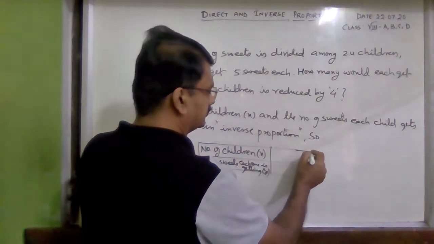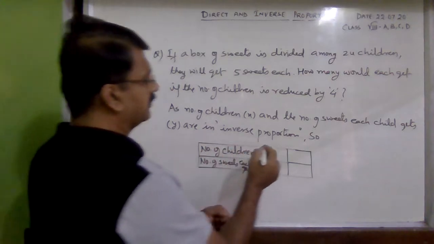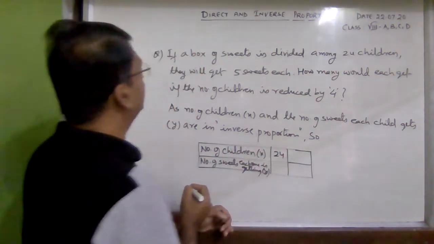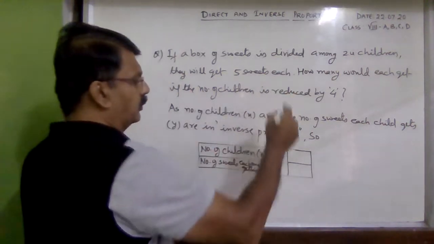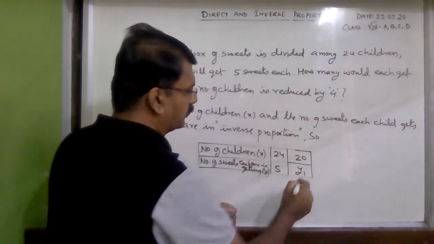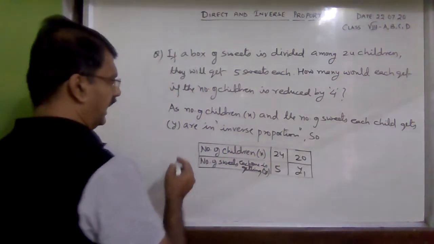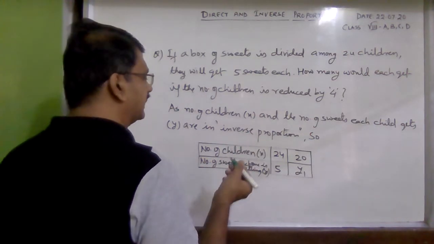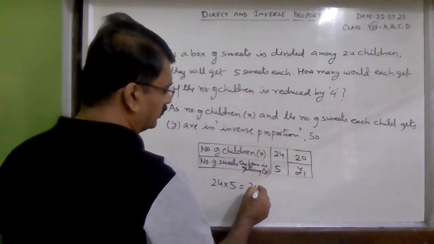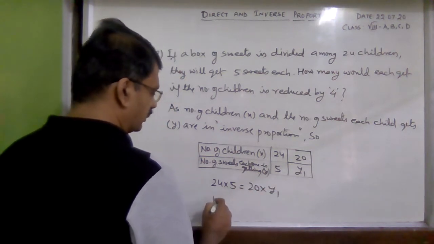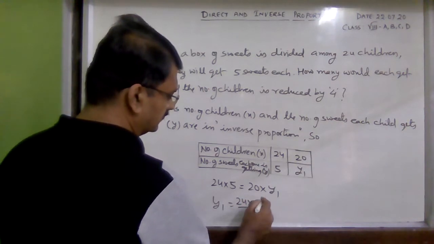So now you see, initially the number of children is 24 and each one was getting 5. Now the number of children is reduced by 4. Now it is 20. So you have to find how many sweets each child will get. So now, as I have already explained, these two quantities are in inverse proportion. So 24 into 5 is equal to 20 into y1. So y1 is equal to 24 into 5 upon 20.